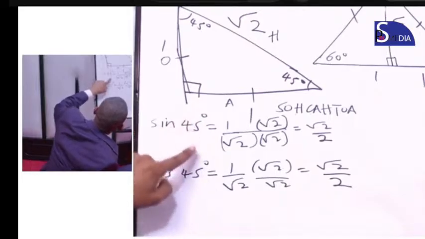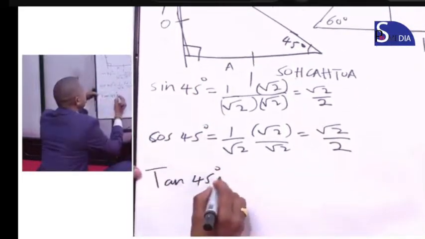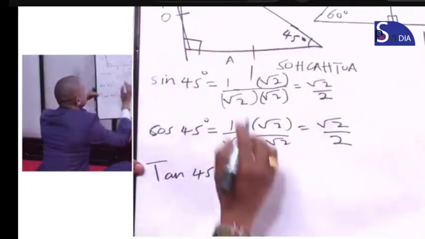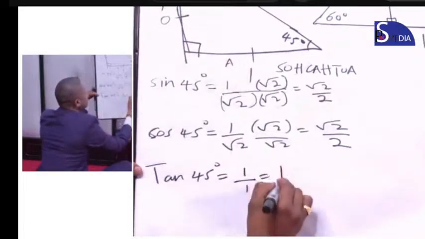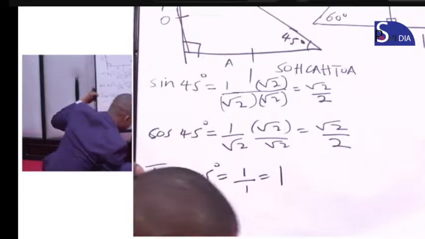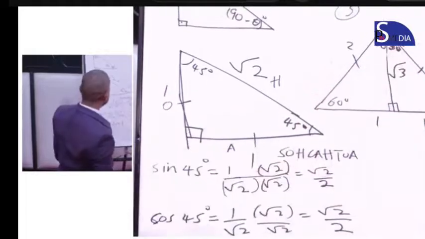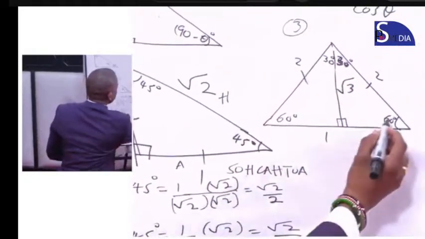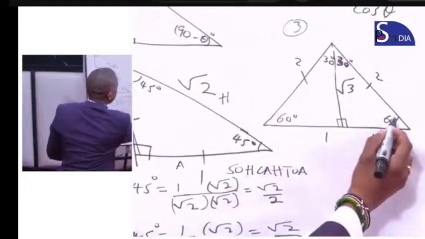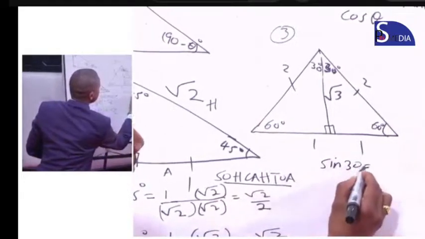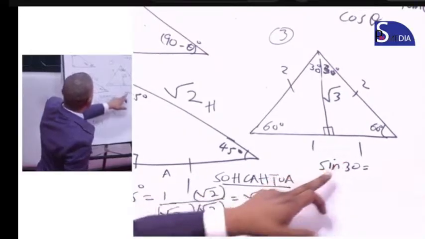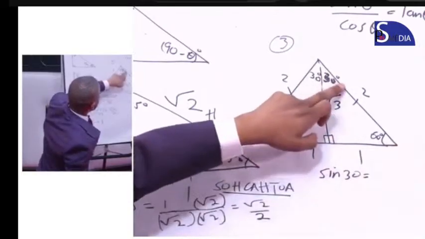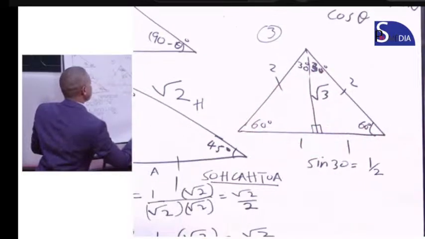The two angles, 45 plus 45, equal 90. Tan 45 equals opposite over adjacent, so tan 45 equals 1. Then you come to this other identity triangle, where we still have SOHCAHTOA, but we want to get sin 30. Sin 30 equals opposite, which is 1, over hypotenuse, which is 2, so sin 30 equals 0.5.